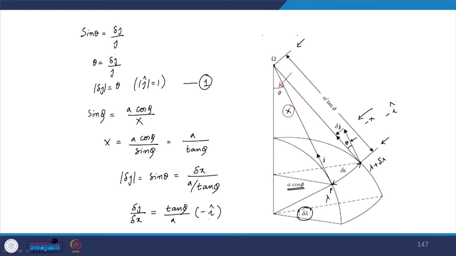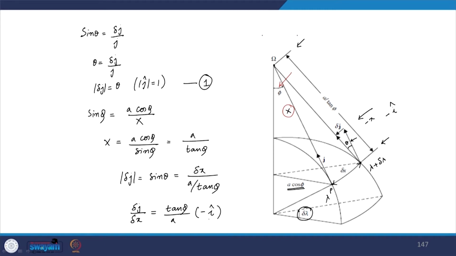Just to see whether we have understood everything. We have seen what theta is. Theta is the angle between j and j plus delta j. So we can write sin theta is equal to delta j by j. Theta being a small angle, when we take the magnitude, delta j is simply equal to theta, because the magnitude of a unit vector is equal to 1. We leave it there. Then we come to sin phi. We write it in terms of the known quantities, which is a cos phi by x, and x turns out to be a by tan phi.